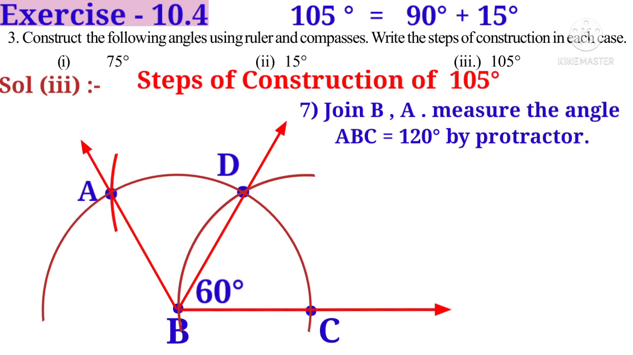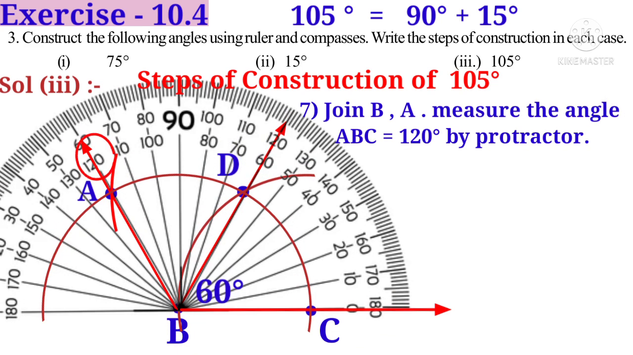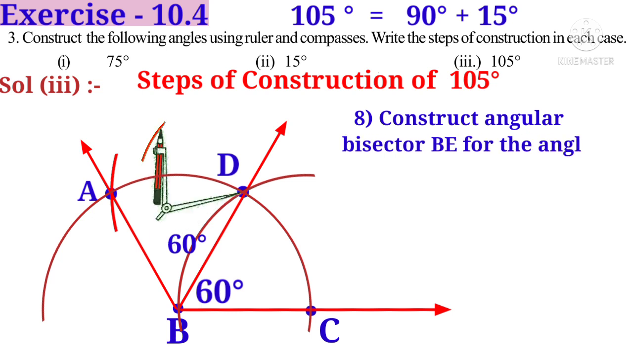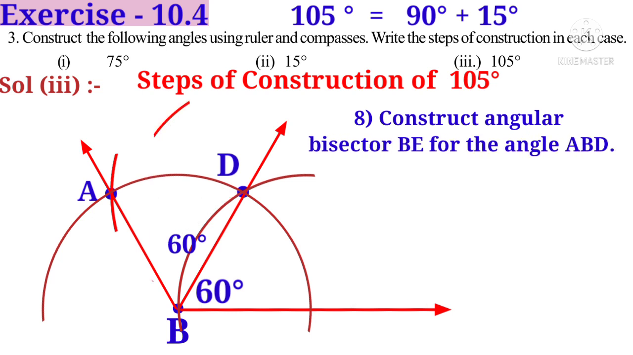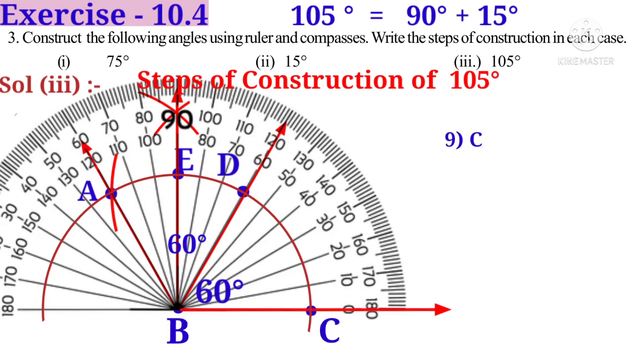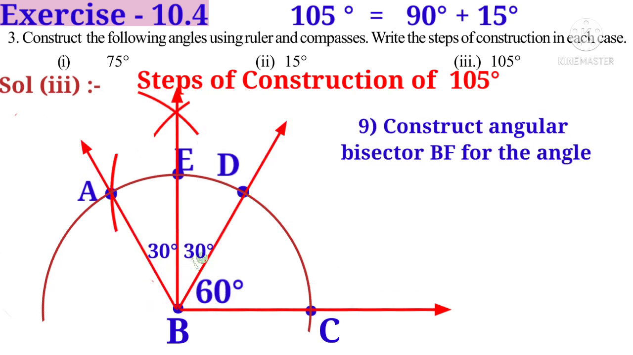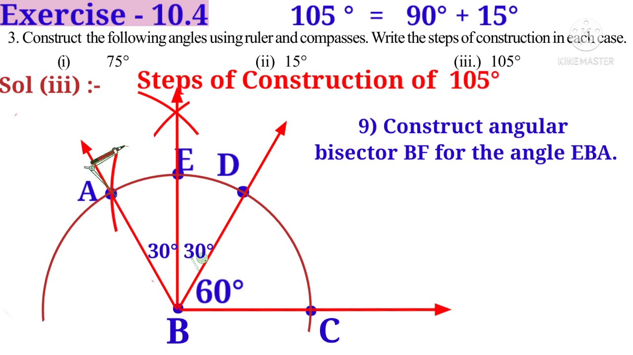Now join BA and measure the angle. Angle ABC is 120 degrees. So angle ABD is 60 degrees. Now with more than half the length of AD as radius, with centers A and D, draw two arcs and join the point B with the intersection of the two arcs. So angular bisector BE is constructed. It is showing 90 degrees. So the total 60 degrees is divided into two equal angles, 30 degrees, 30 degrees.